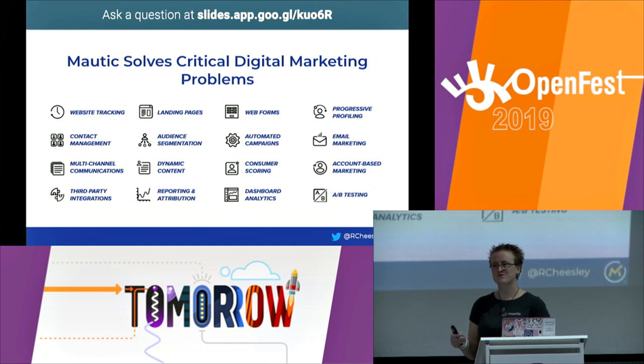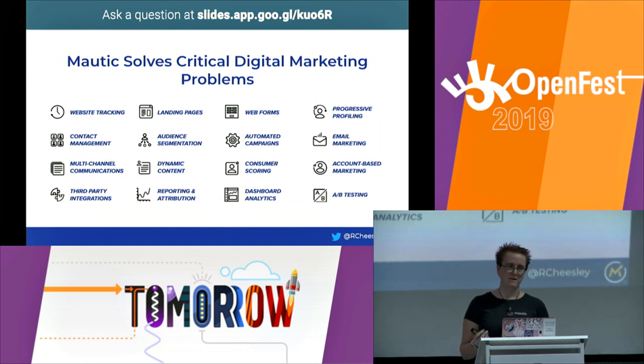But those campaigns aren't just about email marketing. So email marketing is where most people start with Mautic. It's a very easy way to get started with it. But you can also do lots of other channels. So Mautic has been built with a multi-channel approach at its core.